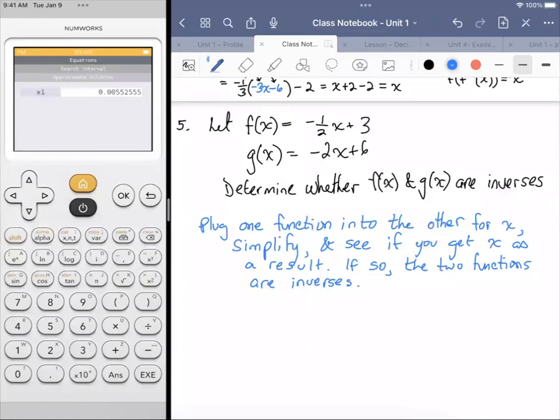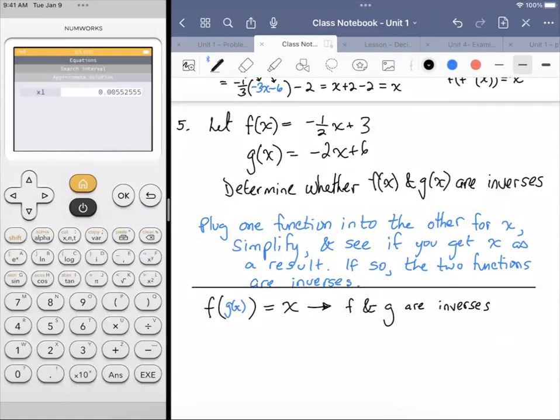All right. So what this means symbolically is that we're going to take the f function and replace the variable x with g of x. And if that is equal to x, then f and g are inverses. So this is kind of a more shorthand way of saying the same thing.